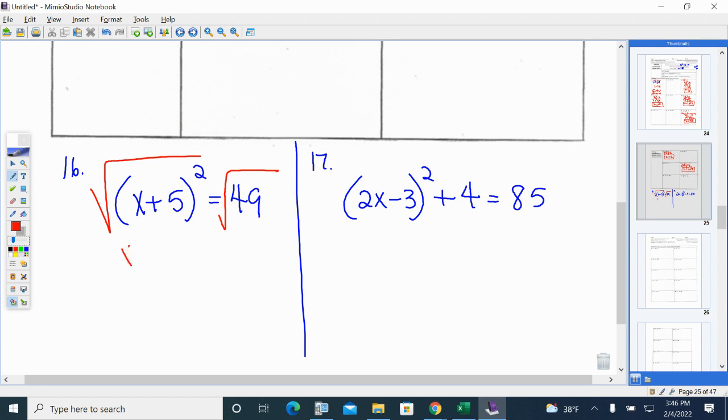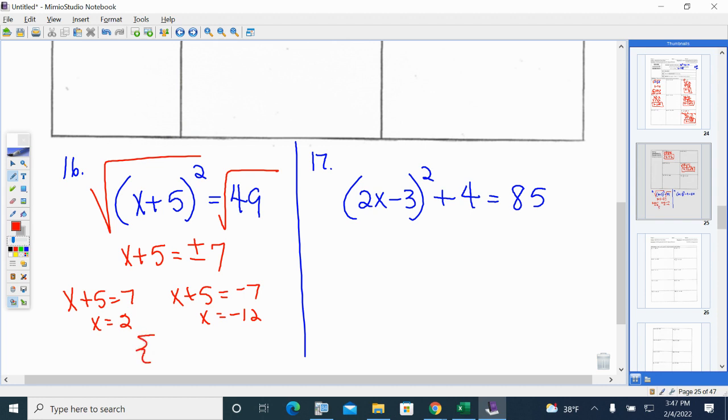So then we get x plus 5 equals, again, we cannot forget the positive and the negative, and the square root of 49 is 7. Now what we have is a statement that says x plus 5 is equal to a positive or a negative 7. So what we need to do is solve both situations: x plus 5 is equal to 7, or x plus 5 is equal to negative 7. Subtract the 5. 7 minus 5 is a 2. And again, subtract the 5. Negative 7 minus 5 is a negative 12. So my two solutions for number 16 are negative 12 and a positive 2.